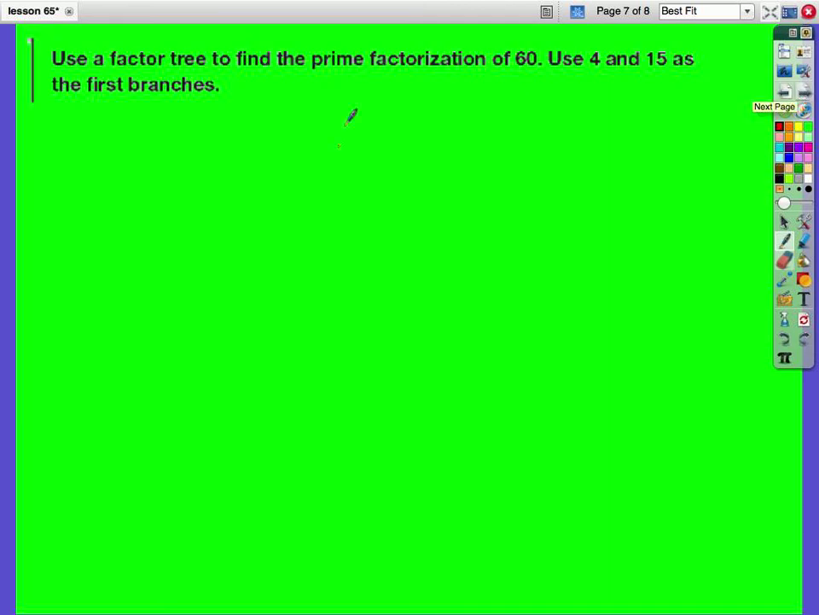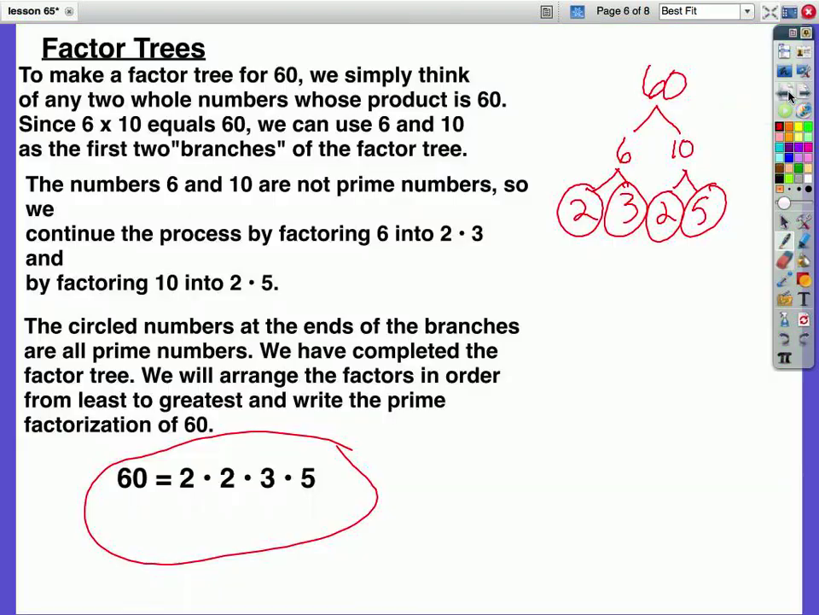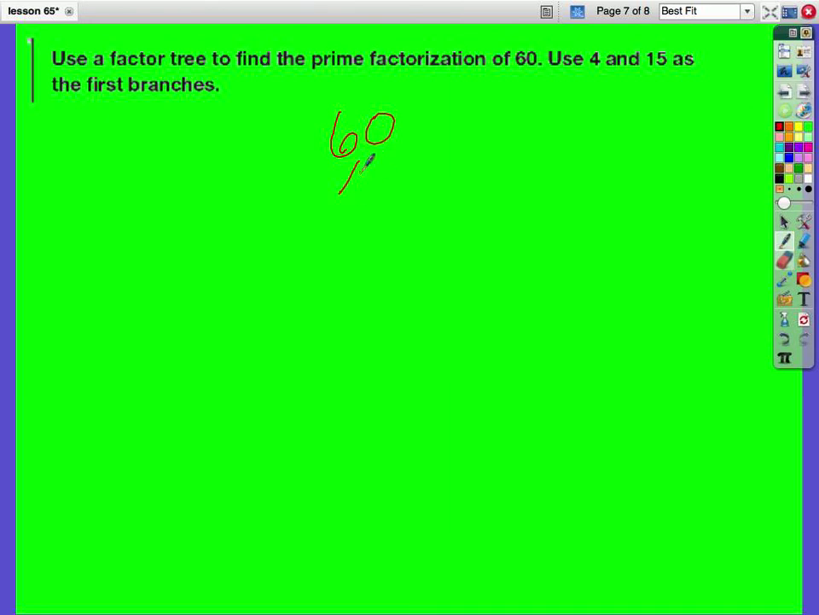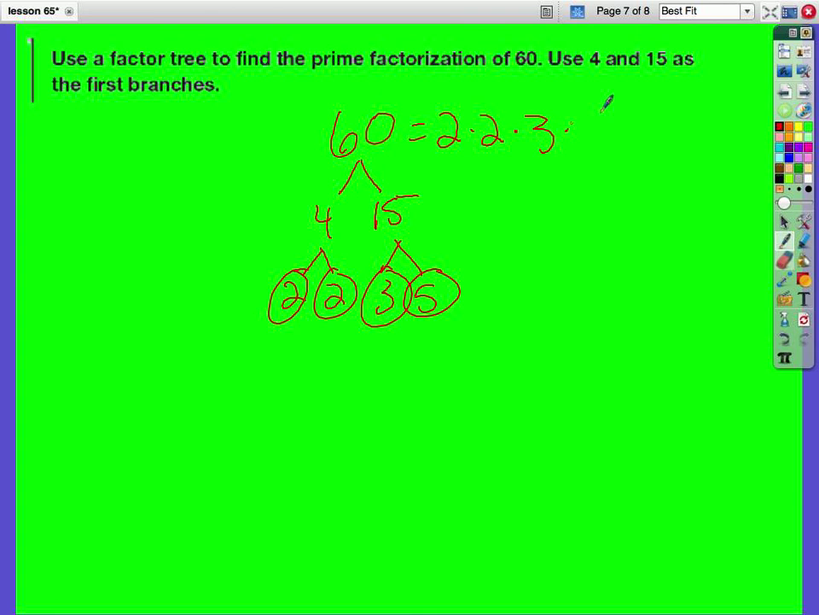So here I'm going to use a factor tree to find the prime factorization of 60 using 4 and 15 as the first branches. So here I used 6 and 10. Now I'm going to use 4 and 15, because 4 times 15 is 60. So what times what is 4? Well, 2 and 2. Those are both prime. I'll circle them. For 15, I get 3 and 5. Those are both prime. I circle them. Now, all my numbers are circled at the bottom of my branches, so I can write my prime factorization in numerical order. I get the same thing. 2 times 2 times 3 times 5.